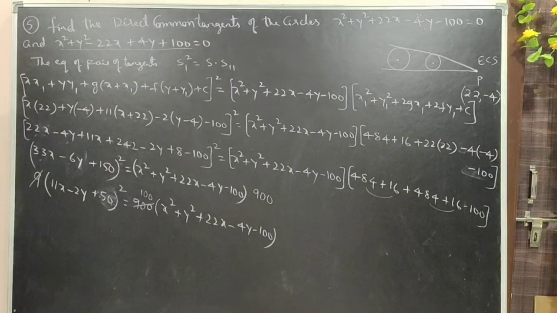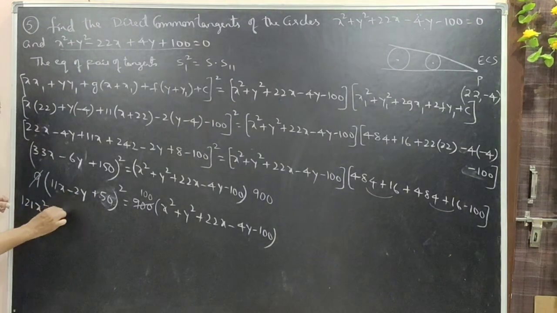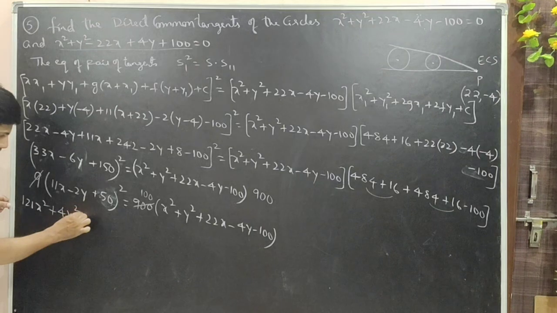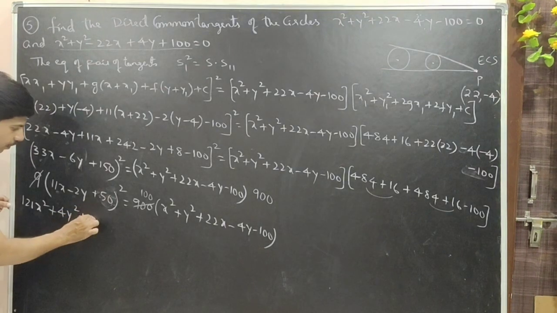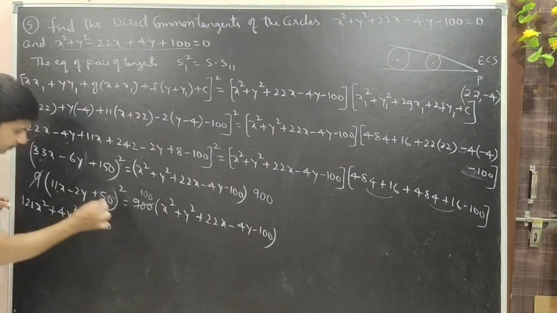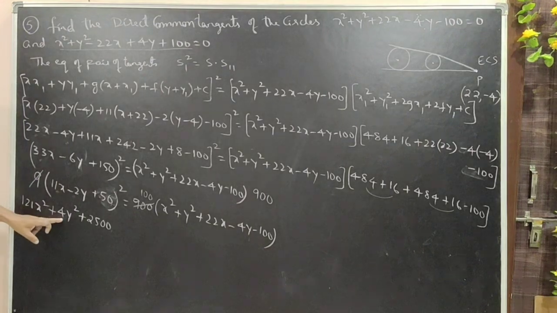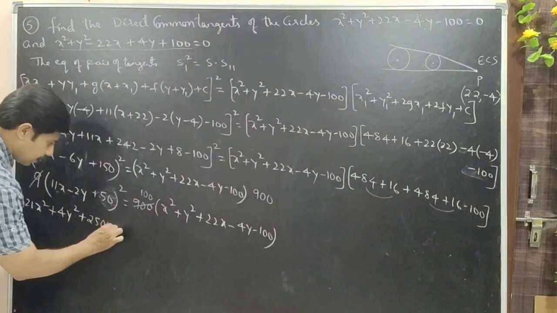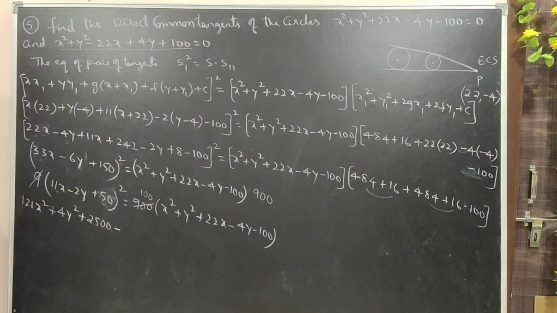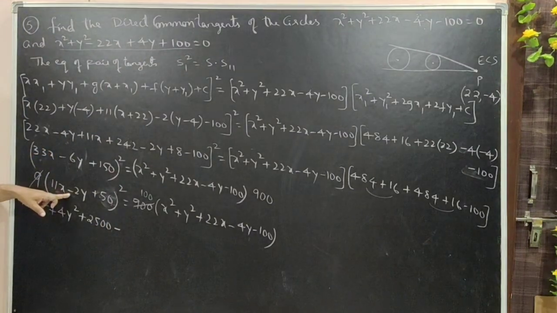So okay, I'll expand it here. It is 121x square, a plus b plus c whole square. a square plus b square plus c square. 50 square is 2500. See, a square plus b square plus c square, and then 2ab, that is, I put minus sign. Actually it is plus 2ab, but the b term is negative, so minus.